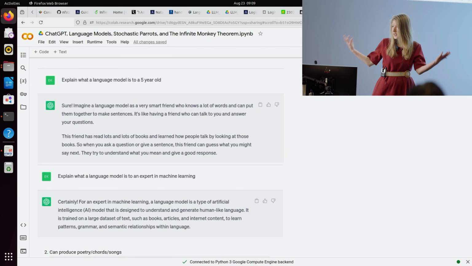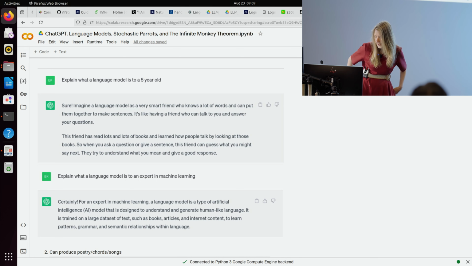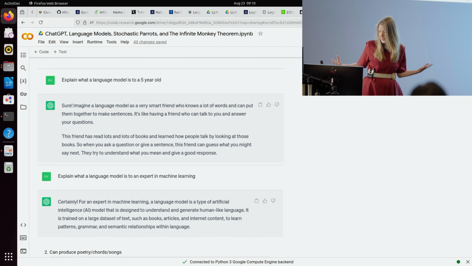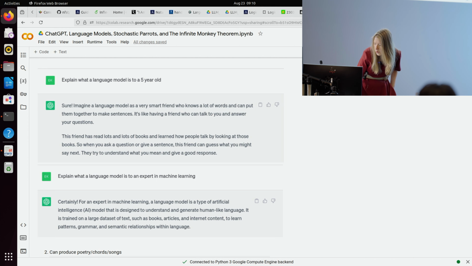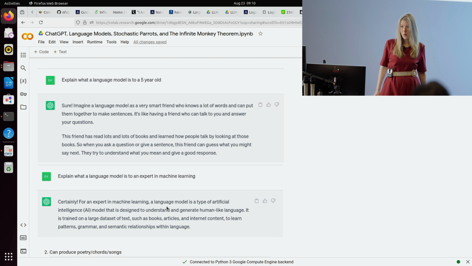But you can also ask the ChatGPT system to explain what a language model is if you are an expert in machine learning. So it will say that a language model is a type of AI model that is designed to understand and generate human-like language. It is trained on a large data set of text, such as books, articles, and internet content, to learn patterns, grammar, and semantic relationships within language. So you see that it uses a different lexicon, right? For the five-year-old, it doesn't use phrases such as semantic relationships. It adjusted the lexicon to the level. It also uses longer sentences for the expert. For the five-year-old, you would not explain something in extremely long sentences. So you see that it adjusts the level of explanation.